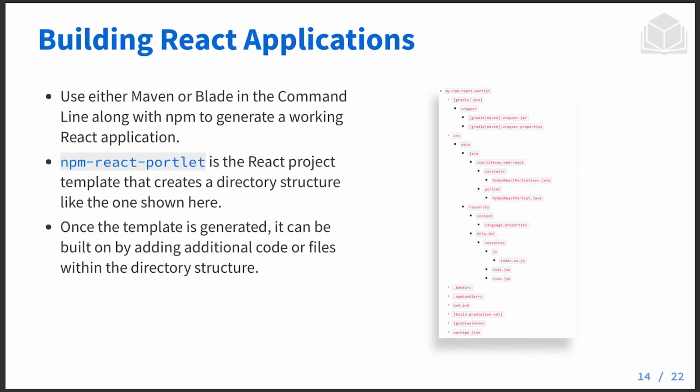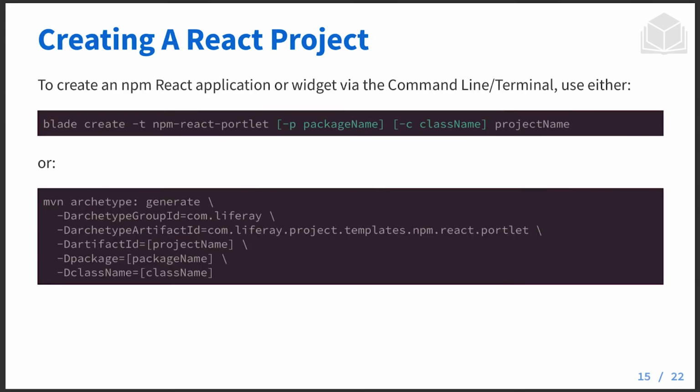You can also create React applications, and these are created through the Blade CLI. In the Blade CLI, we have an npm React portlet template that you can use to generate the project for you and create your new module using your React.js skills. To create the npm React widget or application, we can do it using the command line once we have Blade CLI set up. We can run the blade create -t npm-react-portlet command. What that does is target that template I mentioned and create the project for us. Additionally, we can add the React template to our Maven build and create the project using that as well.